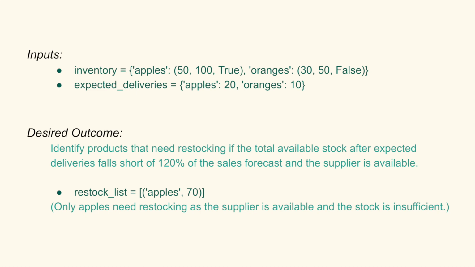Expected deliveries is a dictionary where each key is a product name and the value is a number of units expected to be delivered. The desired outcome is to identify products that need restocking if the total available stock after expected deliveries falls short of 120% of the sales forecast and the supplier is available. Pause this video and write down your one-line list comprehension solution to this question.